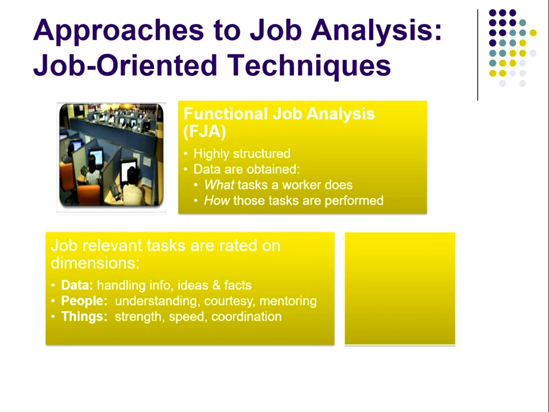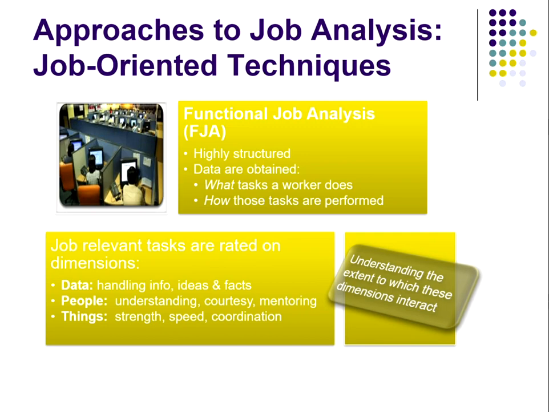So for each job, we're going to be looking at the tasks that are actually performed, and then we're going to be looking at, okay, so what is this task really about? And so if we determine that it's really about data, and by the way, a single task might have a rating on all three of these dimensions, right? So we've got data, which is handling information, handling ideas, handling facts. People, which is understanding somebody else's perspective, showing courtesy, providing mentoring to somebody, things like that. And then we've got things, which would be strength or speed or coordination that is required for the accomplishment of the tasks. So we've got these three different components, and you can imagine how a single task might have you handling information, showing courtesy, and displaying speed, right? You could see how you might have a rating on all three of these different dimensions.